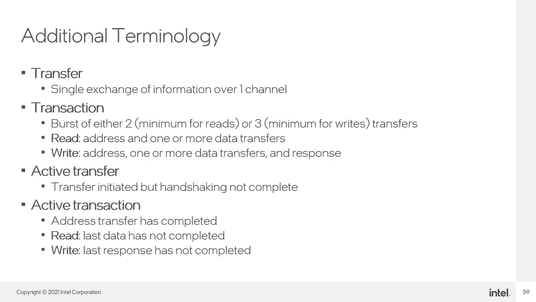An active transfer is a read or write transfer that has been initiated, but the handshaking for the transfer, discussed in a moment, is not yet complete. Finally, an active transaction refers to a transaction where the address transfer has completed, but the other transfers have not. For a read, this means that the last data transfer has not yet completed. For a write, this means that the last response transfer has not yet completed.